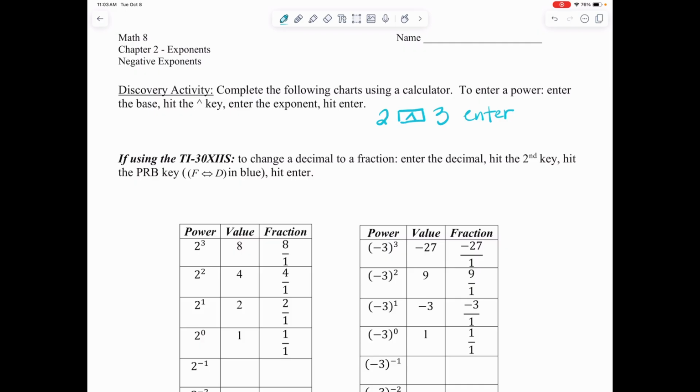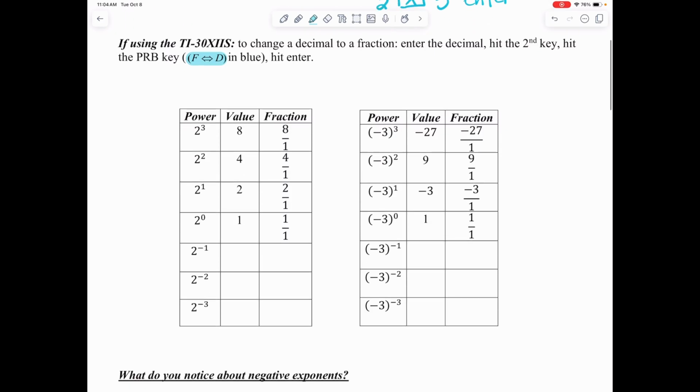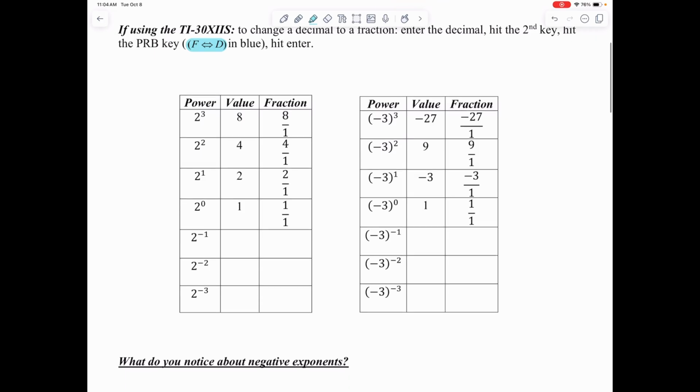But if not, remember that there is a second key, and as long as you get to F arrow D, it changes things from fractions to decimals for you. So you may have to hit that key or the simplify key in order to get the fraction that you need. So you can see that I took the tables from our previous lesson and I already inputted that information for you. Your job is to fill in the rest of the table looking at negative exponents today. We're trying to figure out what the rule is when we have a negative number in the exponent position.